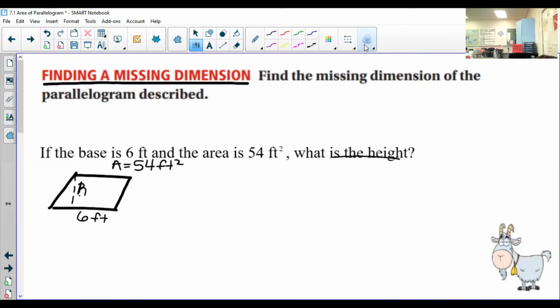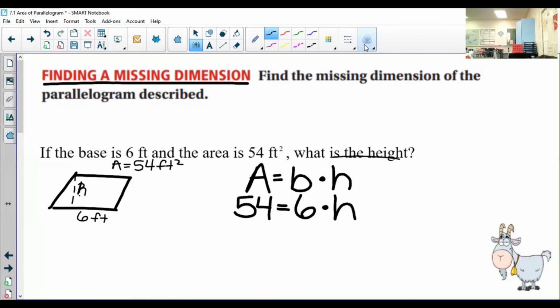So how could we figure this out? Really, this is just an equation, right? With a variable, just like we did in the last chapter. Because if you think about our formula, area equals base times height. Well, let's just plug in the numbers. My area is 54. My base is 6. Do I know what my height is? No, so we just keep it like that, right? And we know how to solve this equation.